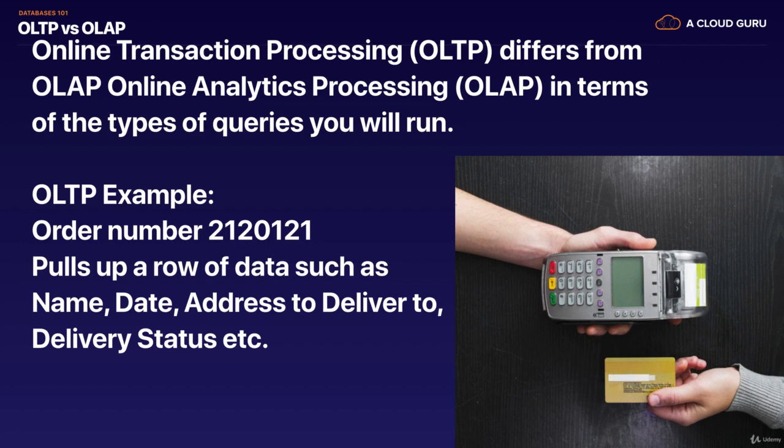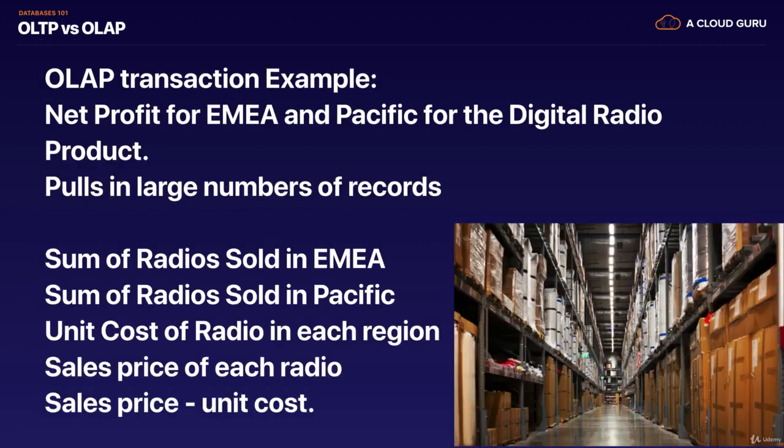Before we look at Amazon's solution to data warehousing, I just want to compare online transaction processing versus online analytics processing. Online transaction processing differs from online analytics processing in terms of the types of queries that you run. So let's look at an online transaction processing, or OLTP, example. Say I want to find a specific order, say it's 2120121. I basically run a query saying, select order number 2120121, and this is going to pull up a row of data. This might have things like my name, my date, my address to deliver to, the delivery status, etc.